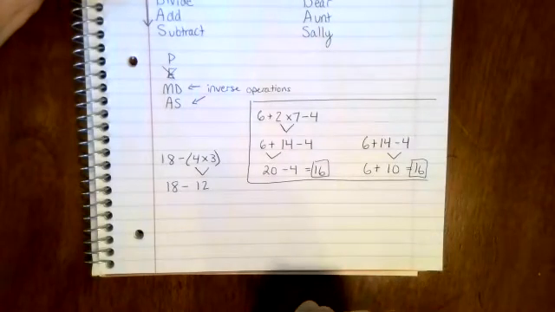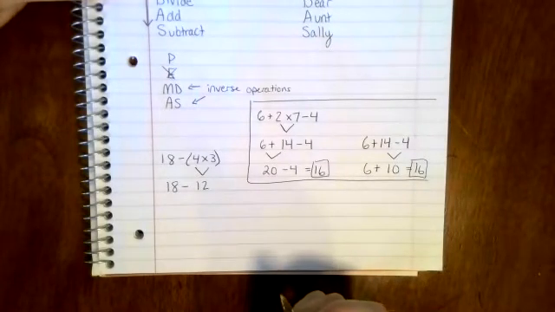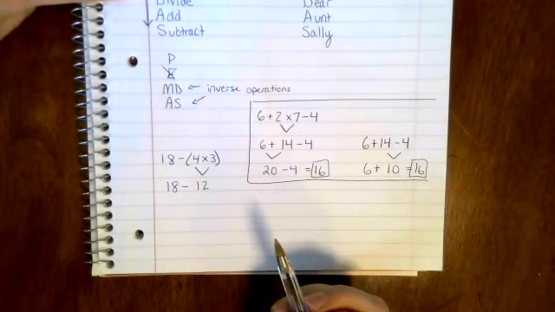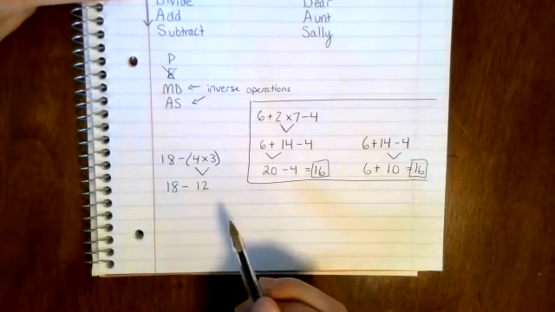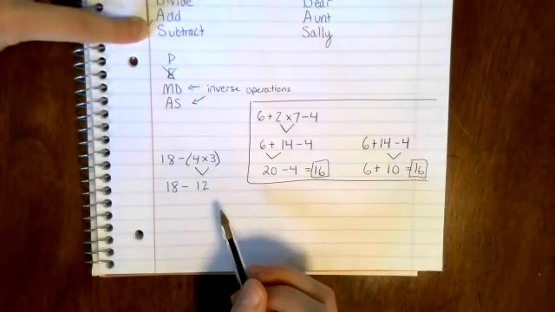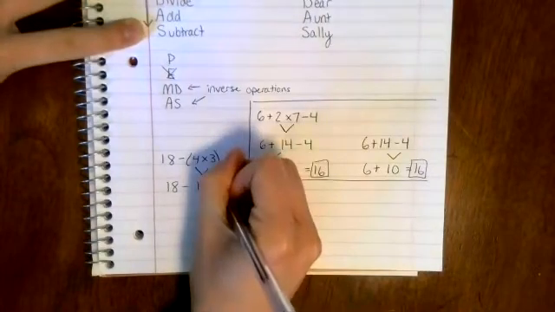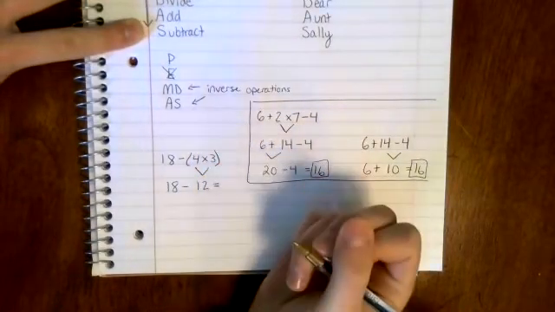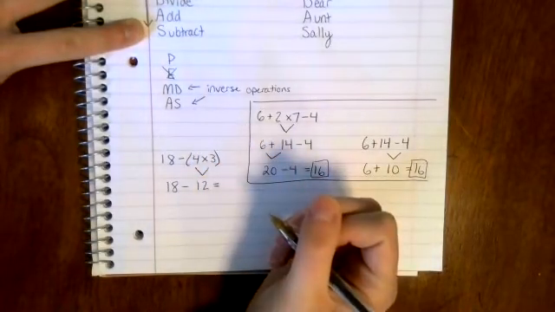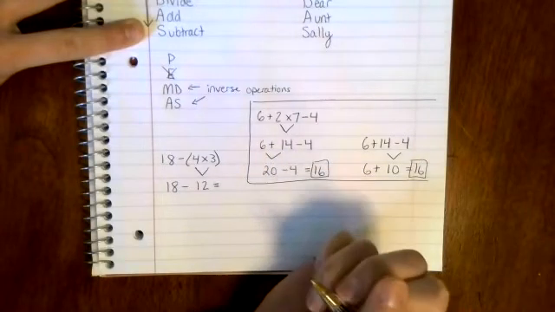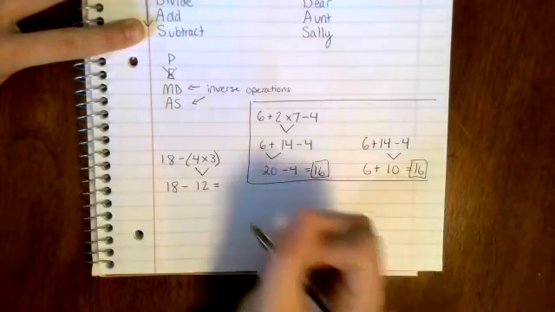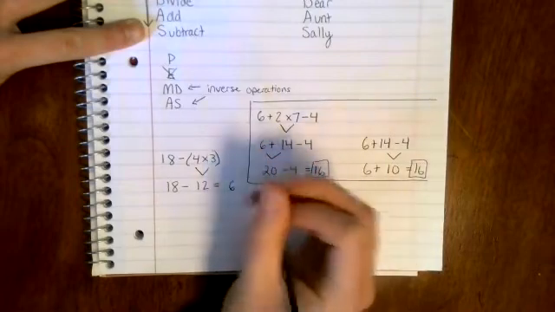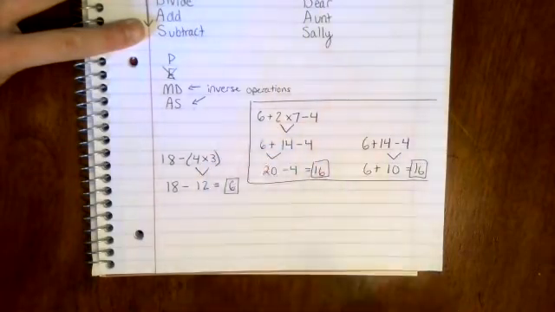Okay, next, I'm going to look to see if there's anything to multiply. Well, honestly, there's only one step left, and that is to subtract. So I followed through with PEMDAS. 18 minus 12 is 6. So that would be my final answer.